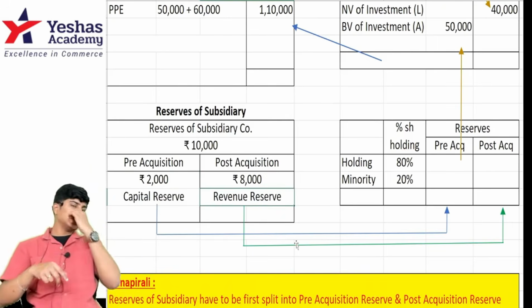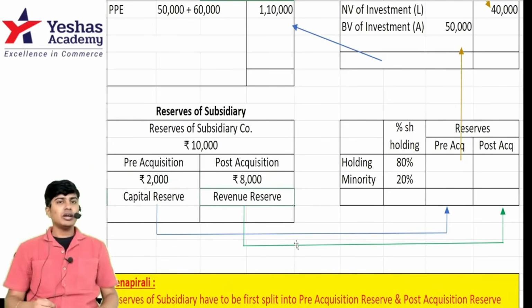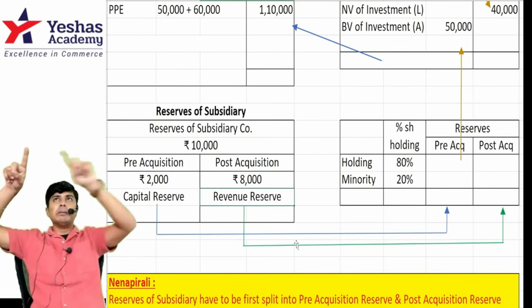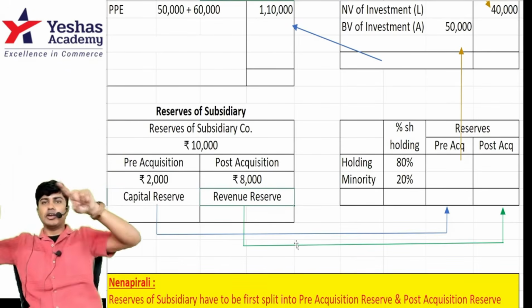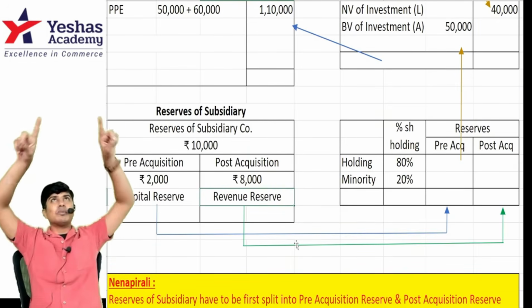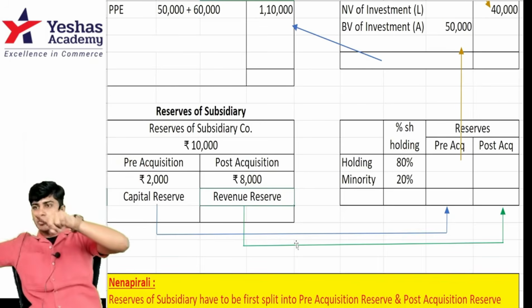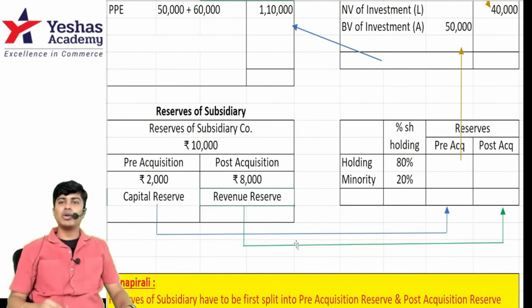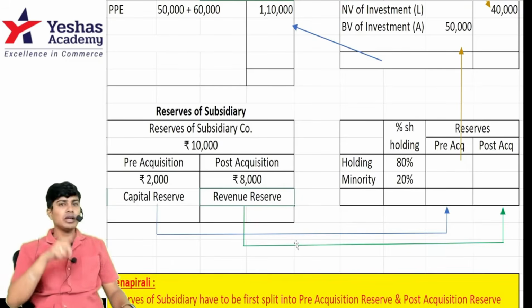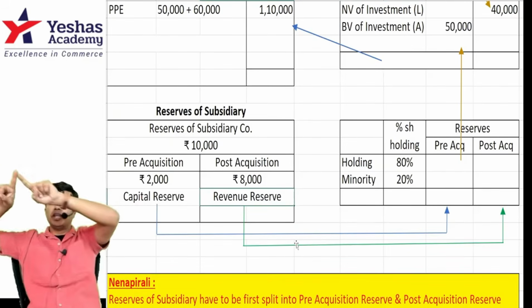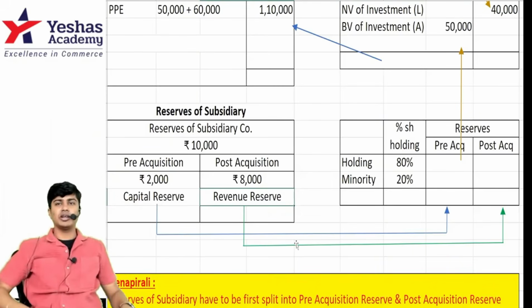I should further split this into holding and minority. See, reserve is split between pre and post. Pre-reserve should be split between holding and minority. Post should be split between holding and minority. You like this table, no? First drop 2 arrow marks like this. Under the first arrow mark, 2 arrow marks. Under the second arrow mark, 2 arrow marks. You can do that, but I would not do that. I have a reason why. Now there is one reserve. One reserve split into pre-post, pre-holding minority, post-holding minority.